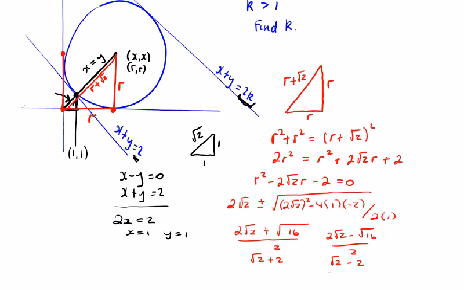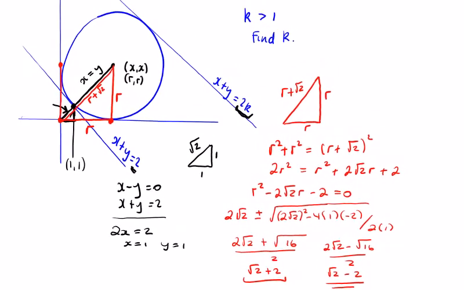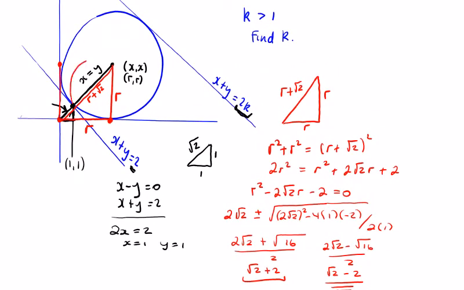Now you can see this one here is going to be less than 0. So we can't have a radius length less than 0. So the radius must be 2 plus √2. And we use a translation here to jump from this point to this point. We have these two values. So we're going to be jumping the same distance to get to here.